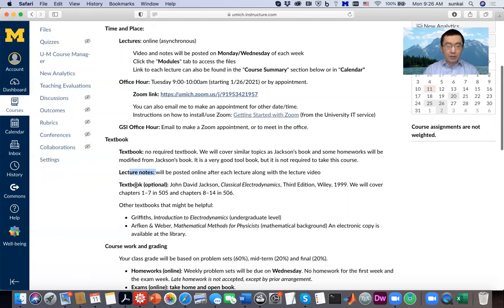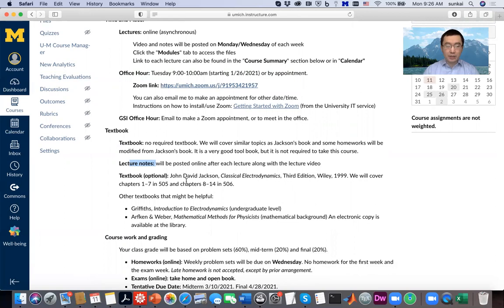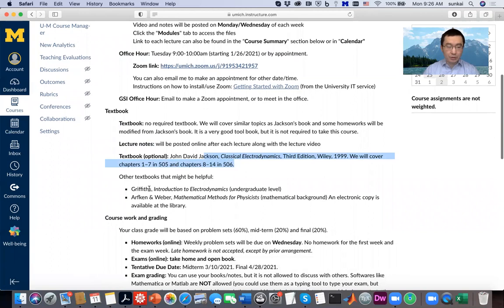And if you want some additional reading materials, here are some optional books. This is Jackson's book. And if you want some additional reading materials, Griffiths's book is actually a very good resource for undergraduate level ENM. And this is another very nice book on mathematical methods. Oh, and by the way, in this semester, because everything is online, I believe Jackson's book as well as the last book here, I'm not sure about Griffiths, these books are all available online through our library. Okay, you can read Jackson's book fully online through our library if needed.